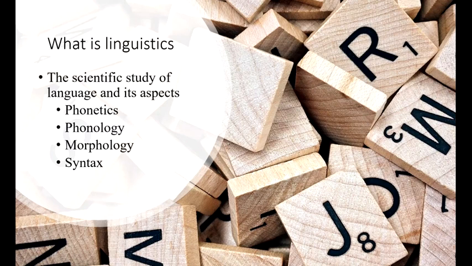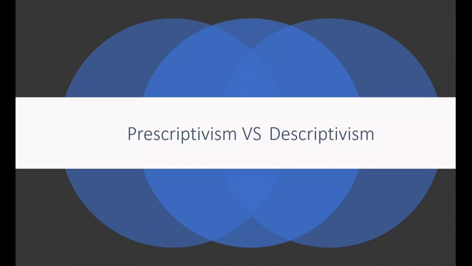So, what is linguistics? Linguistics is the scientific study of language and its various aspects. In this series of videos, we're going to go over the four most basic aspects, or areas, of linguistics: phonetics, phonology, morphology, and syntax. There are other areas of linguistics, particularly semantics. However, we will not be going over that in this series of videos, and if this goes well, I might make another series on semantics.